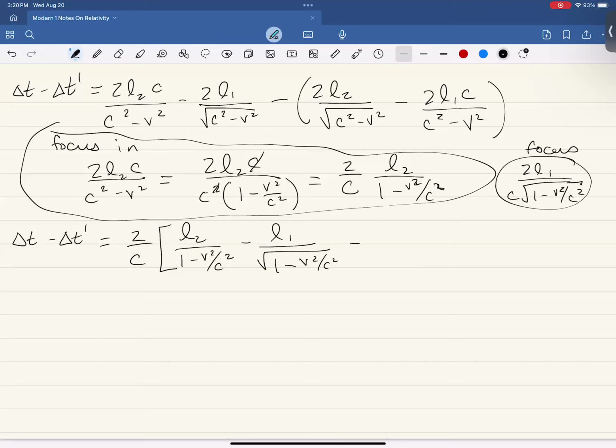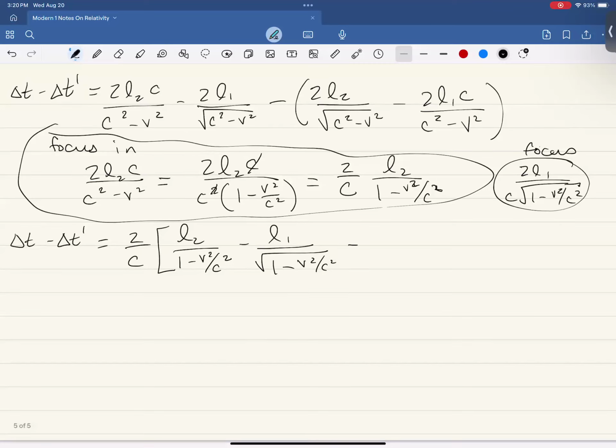Now here I'm going to have the same thing, minus L2 over the square root of 1 minus V squared over C squared here. Okay. And then this last term is the same as the first term. It's just got an L1 in it, and you have a minus, so it's a plus. L1 over 1 minus V squared over C squared.